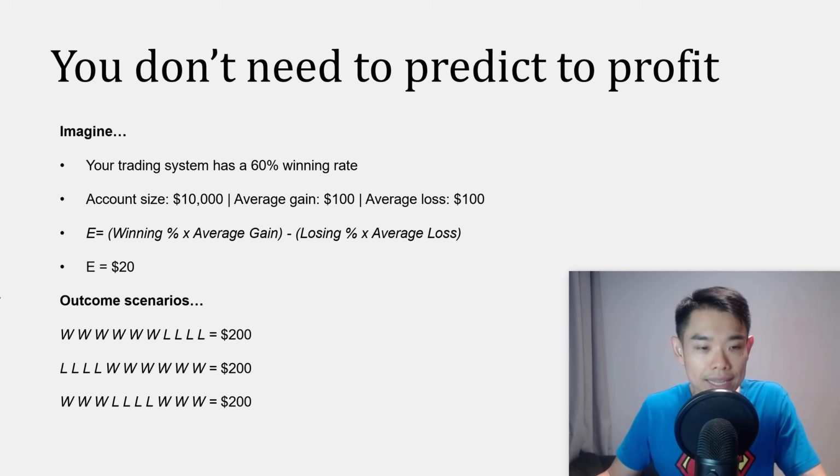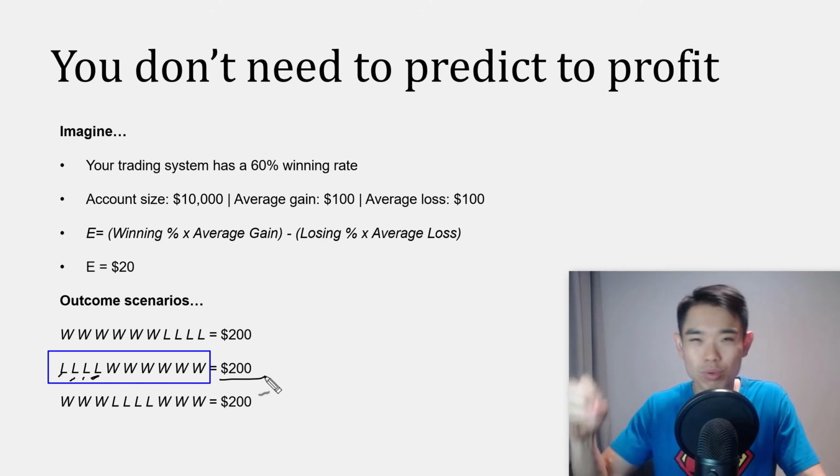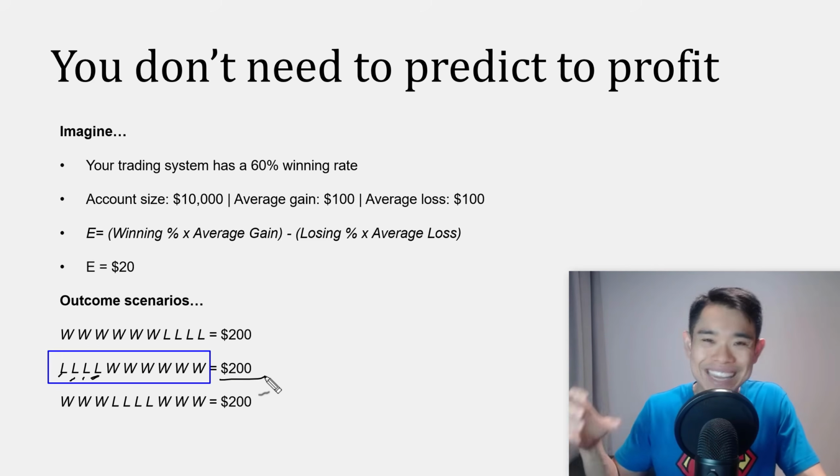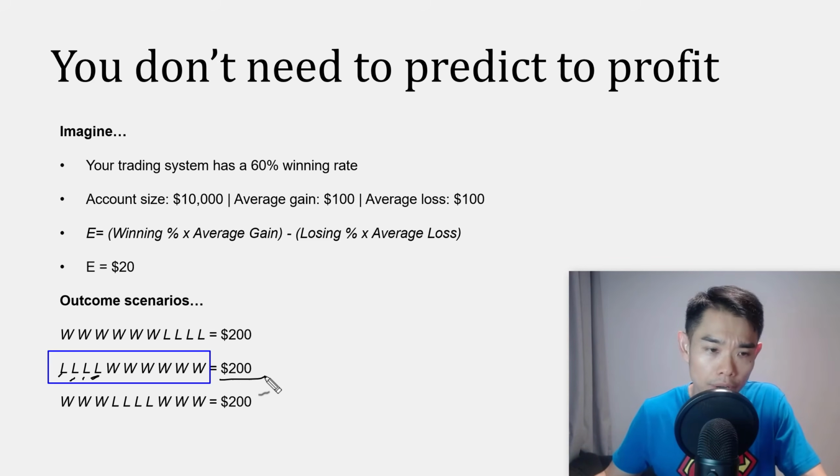Let's look at the second scenario. This time around, you encountered 4 losses in a row, 1, 2, 3, 4, followed by 6 winning trades. Again, if you do the math, you will be up around $200, right? So this $200 is not guaranteed. It's just about average, right? In the real world of trading, the number will be slightly higher, lower, and whatnot. But if you do the math, you will be up about $200 for scenario number 2.